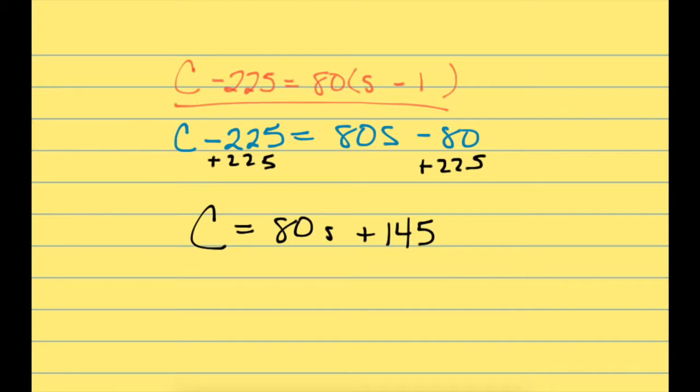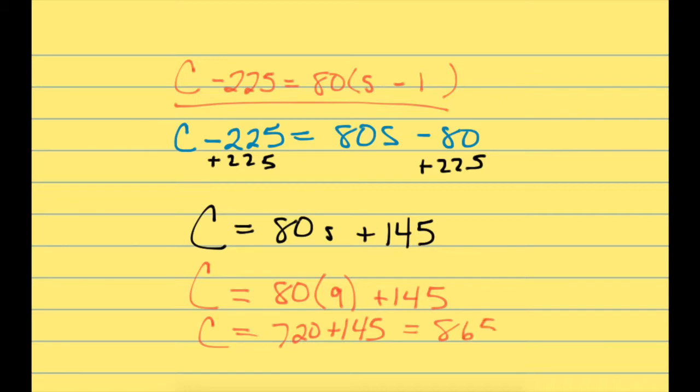There's our function. Then they ask us to find the cost of 9,000 stickers. So what are we going to put in for S? Not 9,000, but 9, because remember that S is thousands of stickers. Since we're purchasing 9,000, we're going to put in 9 for S. And then we just simplify, and we see that it will cost $865 for 9,000 stickers.